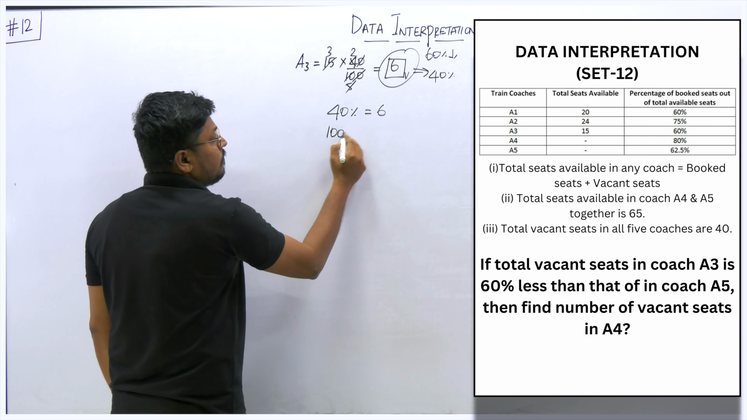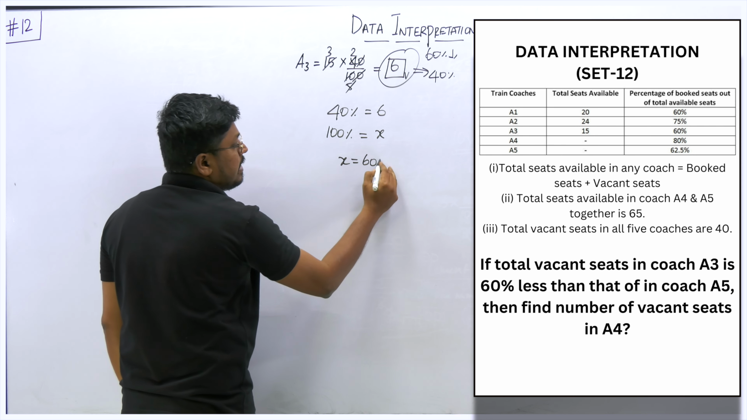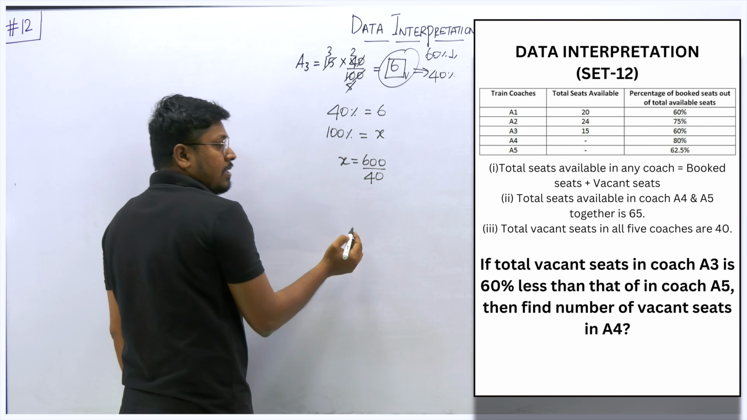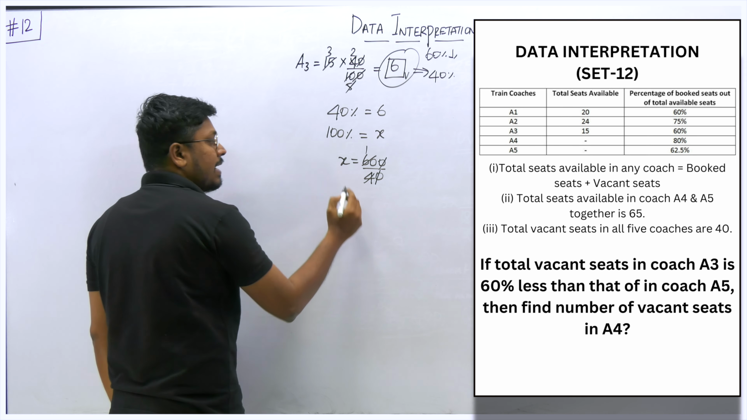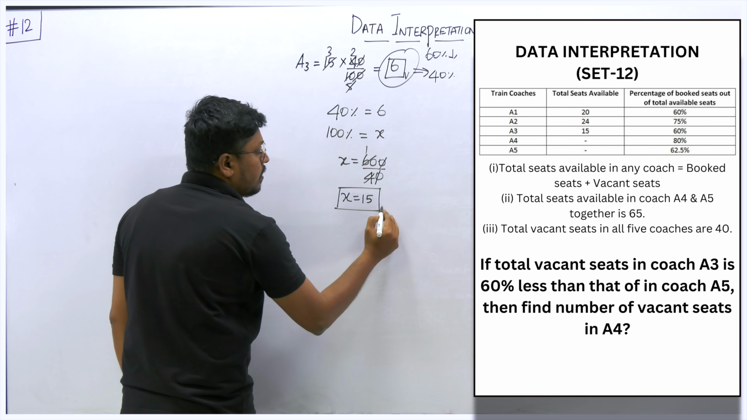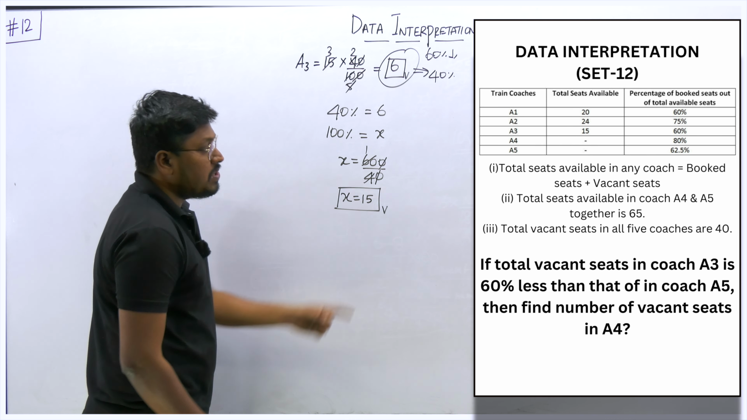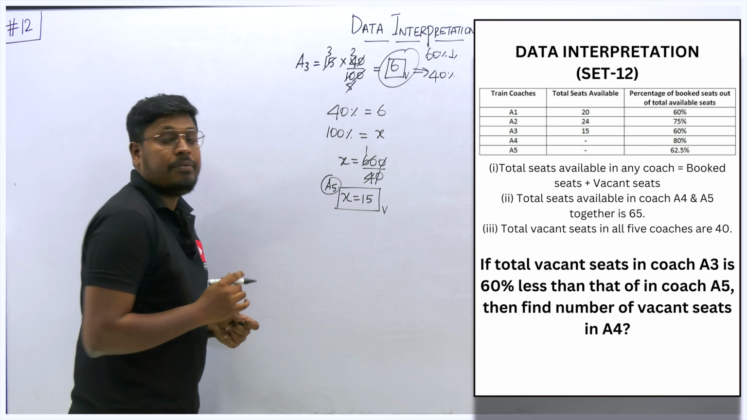So our target is to find what is 100%. So x is equal to 600 divided by 40. So we can cancel 0, 0, and 4 ones are 4, remaining will be 15. So x is equal to 15, which means the total vacant seat on coach A5 will be 15. So friends, understood or not how I found it?